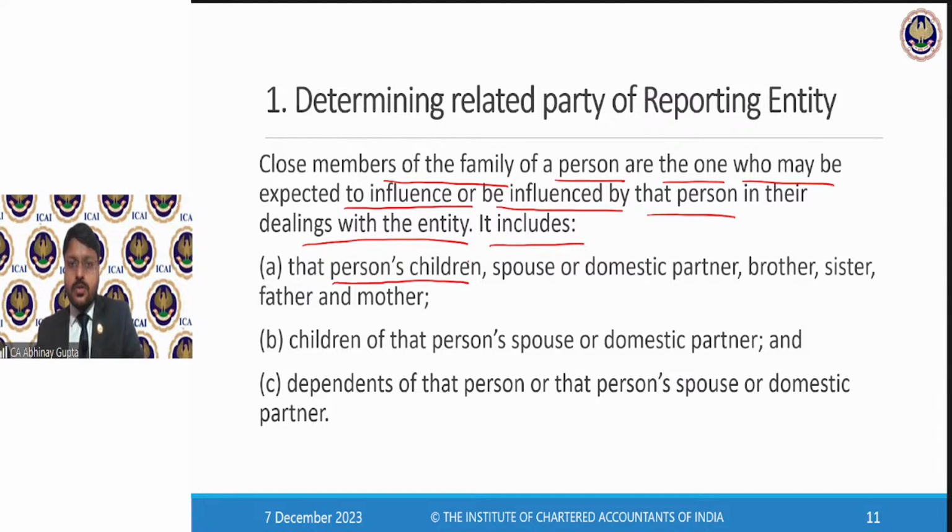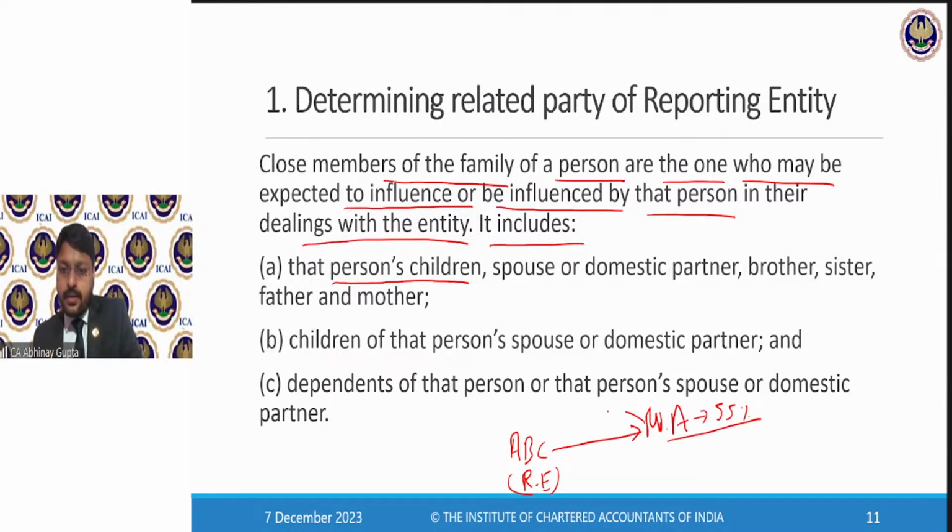the person's children. So in our example, ABC Limited was the reporting entity, and Mr. A, who is holding, say, a 55% stake, is a related party to ABC Limited because he has control.